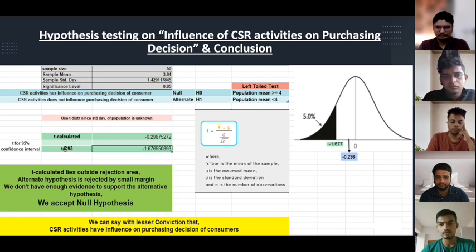So by plotting these values, as you can see in the graph, it is a left tail test. Over here, the shaded area represents the rejection area, which is 5%. As you can see, minus 0.298, that is T calculated, lies inside the acceptance region and outside the rejection region. We can fairly conclude that we will be accepting the null hypothesis. But since the difference is not very big, we can say with lesser conviction that CSR activities have influence on purchasing decisions. So yes, thank you.